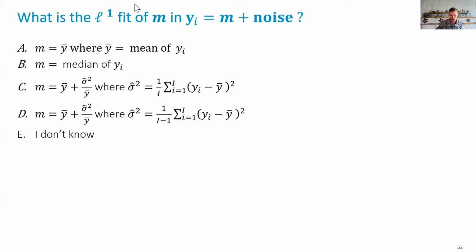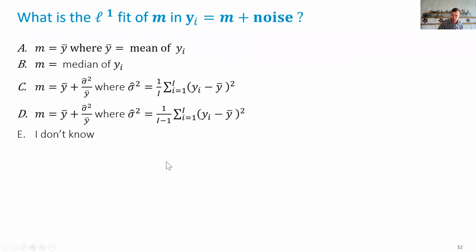I close the poll in a few seconds, in 5 seconds. Closing. And there is a tie between the sample mean and the median. If it's the sample mean, that would mean that L1 is equal to L2. The correct answer is it happens to be the median.